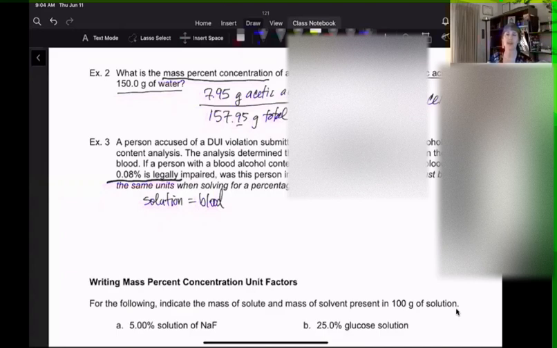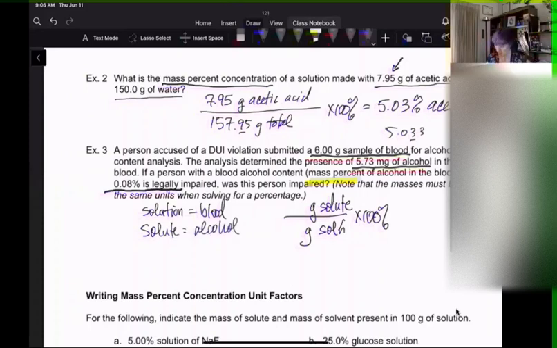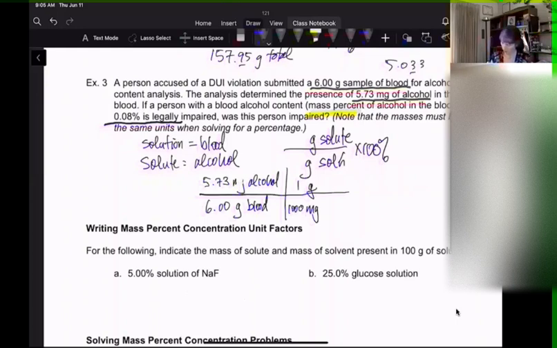So the solution is the blood, and we don't have to worry about the solvent because we really just need grams of solute over grams of solution times 100%. So the solute in this case is the alcohol. So let's go ahead and plug that in. We have milligrams of alcohol. And so with these solutions problems, it's so helpful to write out the labels. Don't just let the units do the work for you. All right, and 6 grams of blood. And now we have to convert from milligrams to grams, and then times 100%.